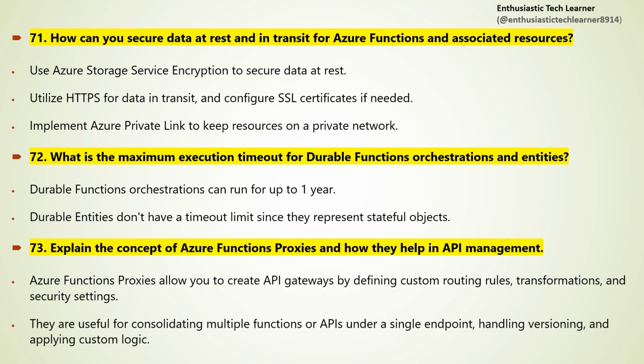How can you secure data at rest and in transit for Azure Functions and associated resources? Use Azure Storage Service encryption to secure data at rest. Utilize HTTPS for data in transit and configure SSL certificates if needed. Implement Azure Private Link to keep resources on a private network.